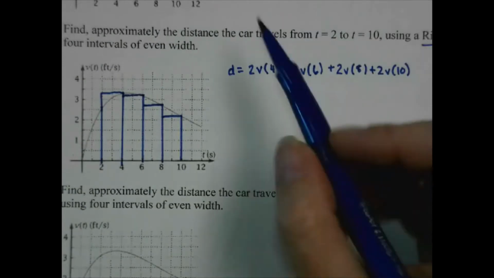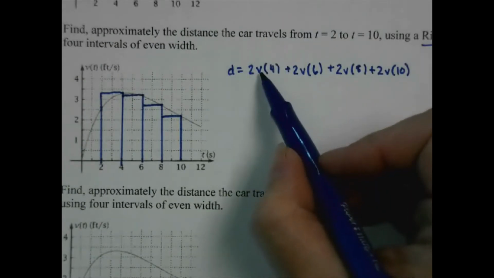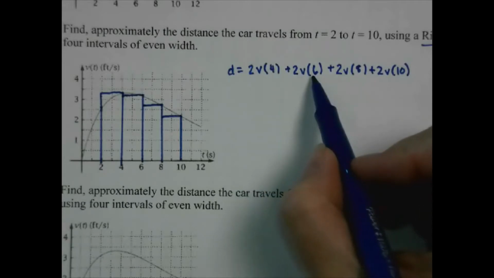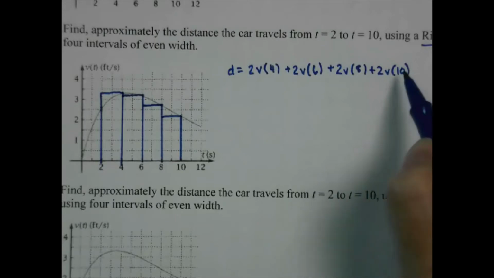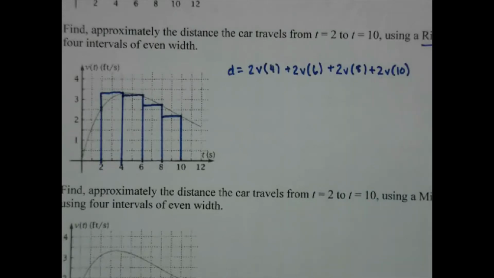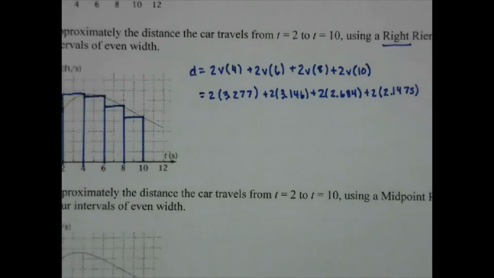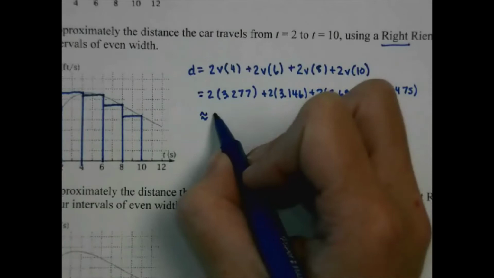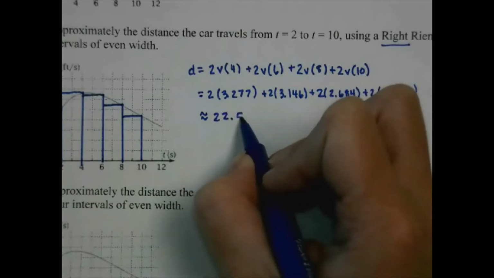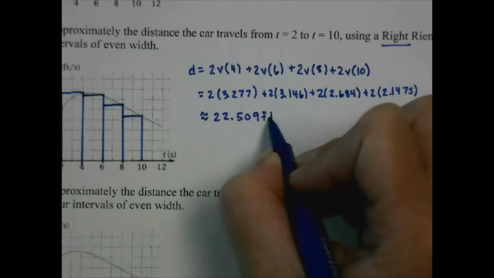So the area of the rectangles: 2 times the velocity evaluated at 4, 2 times the velocity evaluated at 6, 2 times the velocity at 8, and 2 times the velocity at 10. Again, using the calculator, fill in those values. This one gets me an approximation of about 22.509 feet.